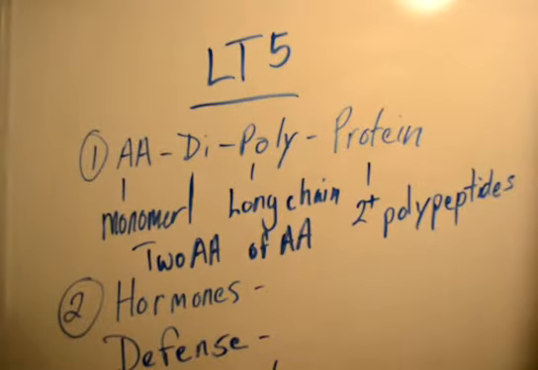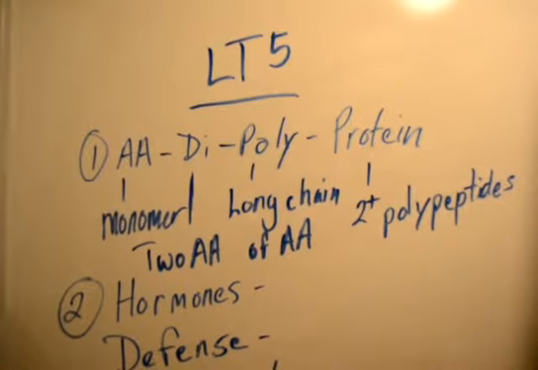So as you can see here, if we were to build up a protein, we would first need amino acids, and two amino acids make up a dipeptide. If we have a long chain of amino acids, we have a polypeptide, and then if we have several chains of amino acids, we have a protein.